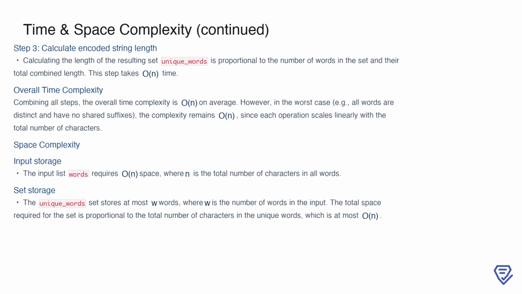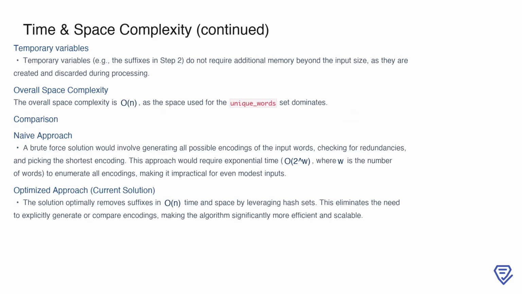Moving on to space complexity, the input list words requires O(N) space to store all characters. Additionally, the set unique_words holds at most W unique words, where W is the number of words in the input. The space required for this set is proportional to the total characters in the unique words, which is again at most O(N). Temporary variables, such as the suffixes generated during step 2, do not require additional memory beyond the input size, as they are created and discarded during processing. Therefore, their impact on space complexity is minimal. Combining all these components, the overall space complexity of the solution is O(N), as the space used by the unique_words set dominates.